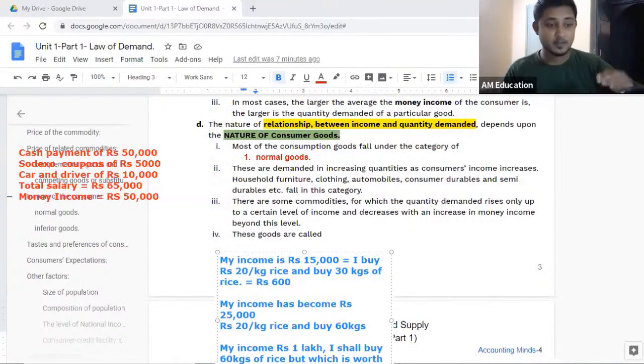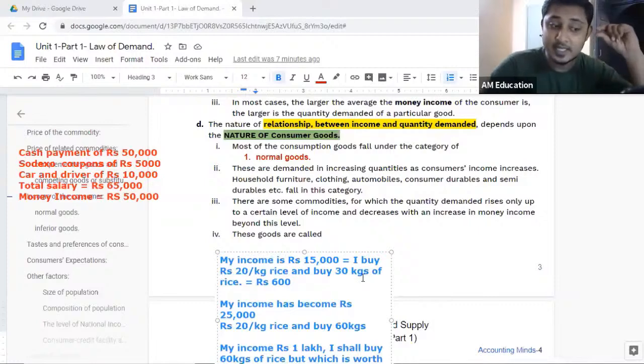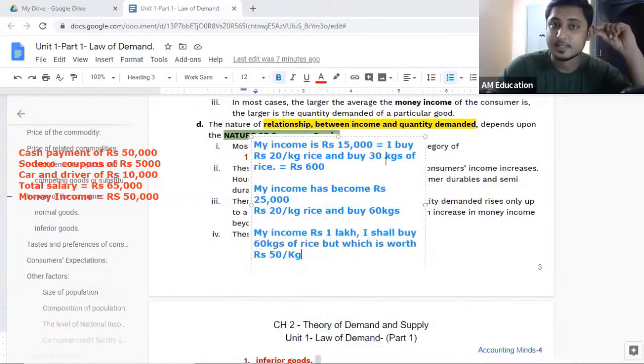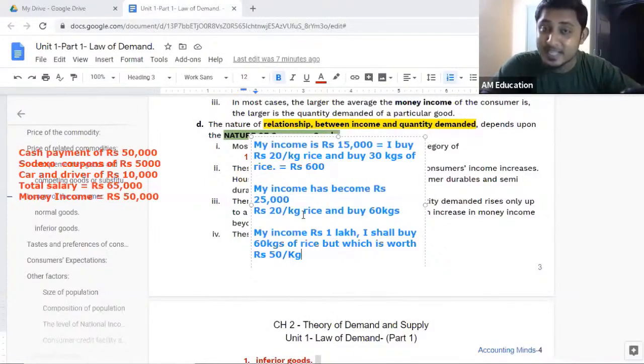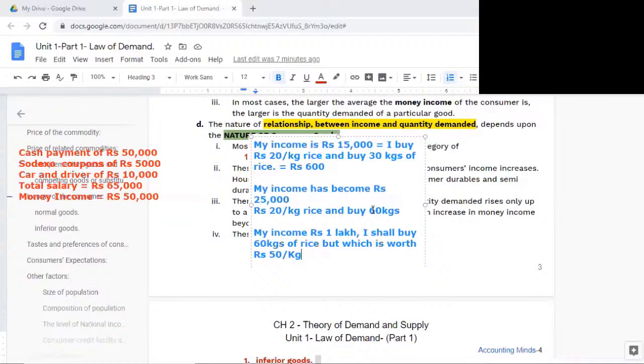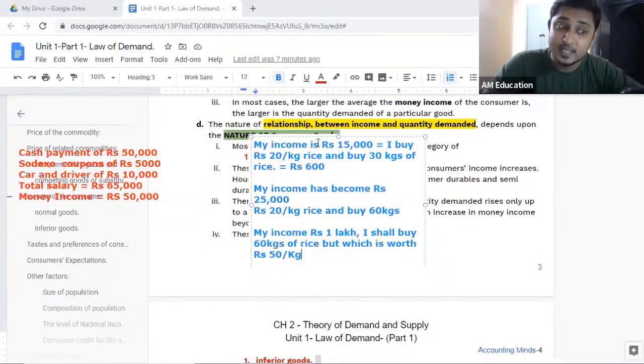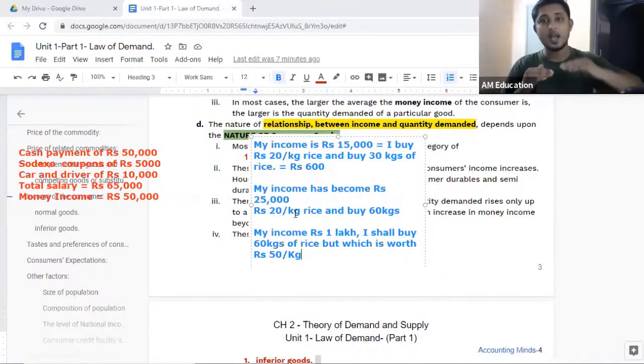So what did I do? My income was first 15,000. And this is the detail: 20 rupees per kg rice, and I was buying 30 kgs of that rice, right? And then my income increased to 25,000. What happened to the demand for the 20 rupee rice with the rise in income? Increased, right? So with the rise in income, the demand is increasing for that product, nice. With an even further rise in income, what is happening to the demand for 20 rupee rice? Decreases. Yeah, understood. So up to a certain rise in income, the demand for this good is increasing.